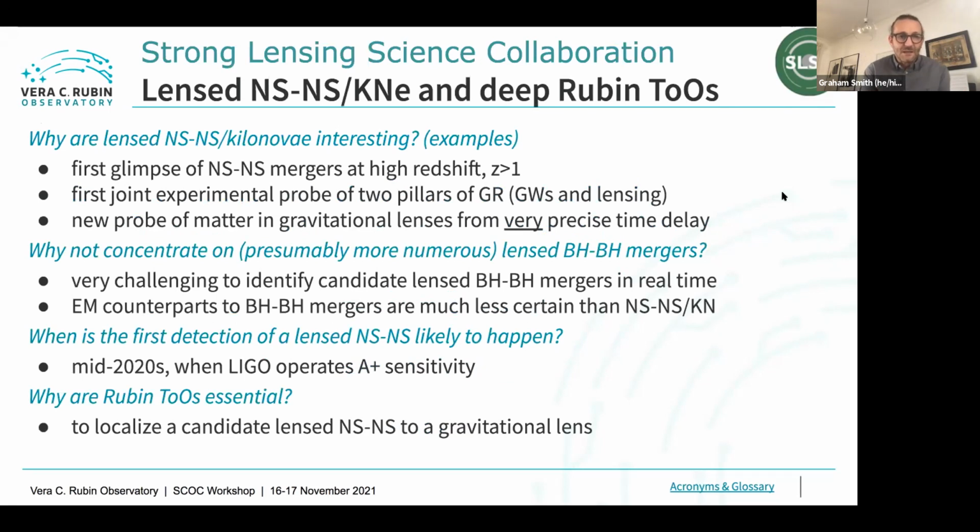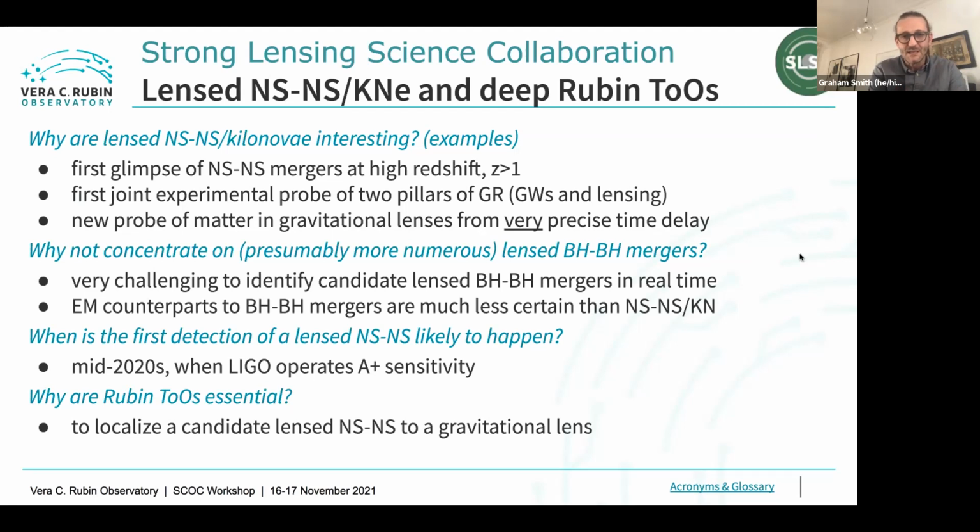So by way of science motivation, why is it interesting to look for lensed grav waves in general and binary neutron stars and kilonovae in particular? Well, this gives us the first opportunity to look at these objects in the distant universe. In fact, at redshifts above 1. When we make the detection, then it will give us the first joint probe of both lensing and gravitational waves, which are two key predictions from general relativity.